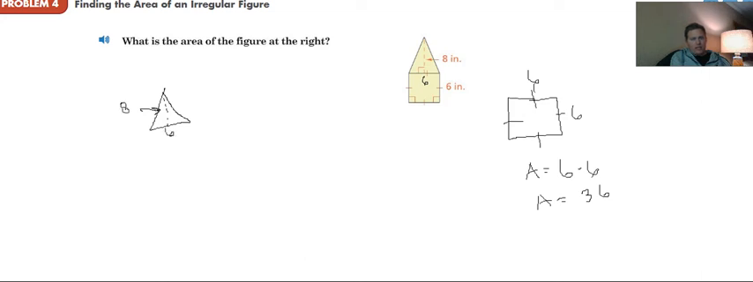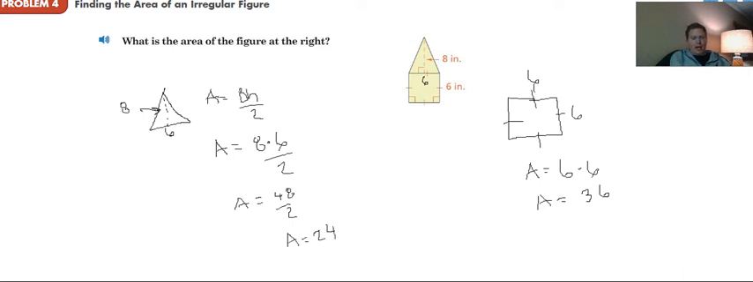And we know the base is 6, and so for a triangle we have to remember that formula, which is base times height divided by 2, and you can do 1/2 there. I like just taking half of the whole thing, it's the same thing. So this is going to give me area is going to equal 8 times 6 divided by 2, which is going to equal 48 divided by 2, so area is going to equal 24.